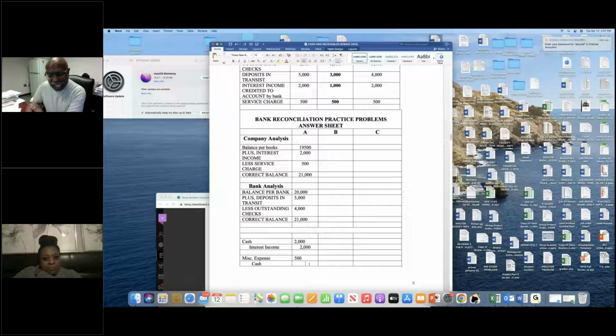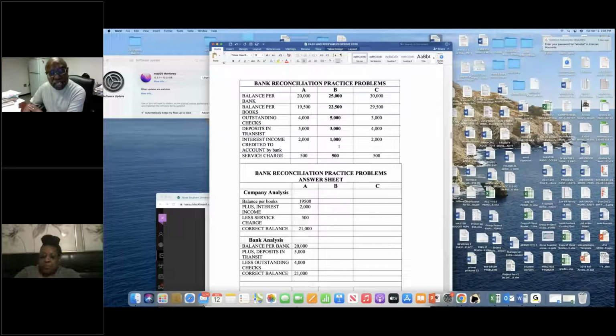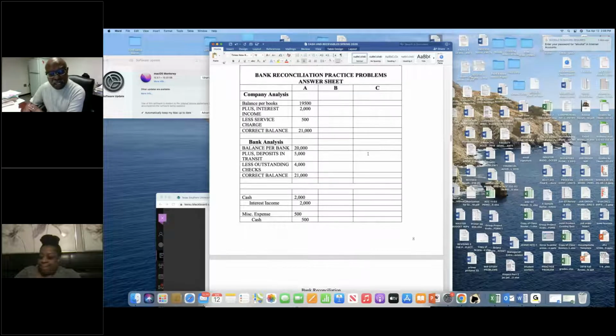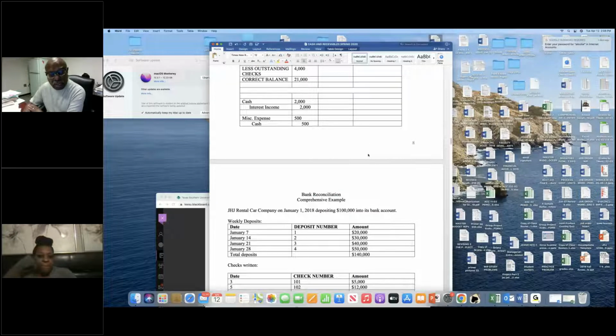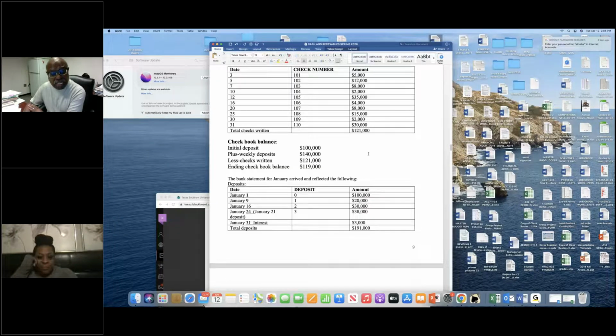Anything that's on that company analysis, you've got to make a journal entry for it. As you've got interest income, you've got to record that. The service charge, you've got to record that. These items you'd already recorded if they're on the bank analysis. So look at it, we'll go back over it next time. But you have a B one and a C one. You just got to make sure they balance. Then here's an A student bank reconciliation. Make those A students work harder so they won't get lazy.